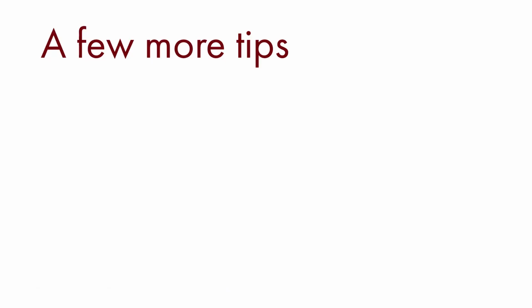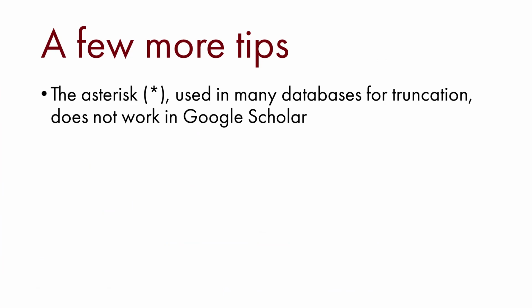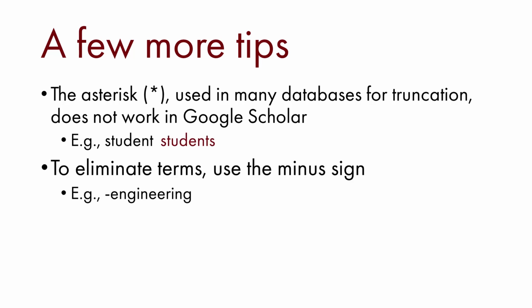A few more tips about Google Scholar. The asterisk, which is handy in many databases as a truncation symbol that searches for variations of a root word, does not work in Google Scholar. Google Scholar will do automatic stemming. So if I search for the word student, it's automatically going to include students. If there is a word that you would like to exclude from your search, you can put a minus sign in front of it to tell Google Scholar that you don't want to see it in your results.